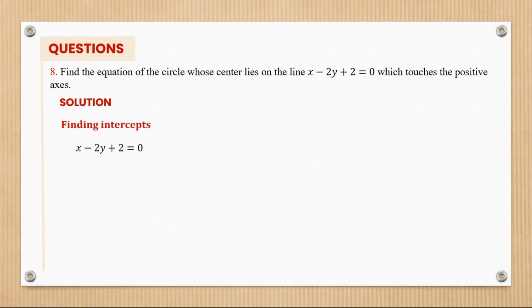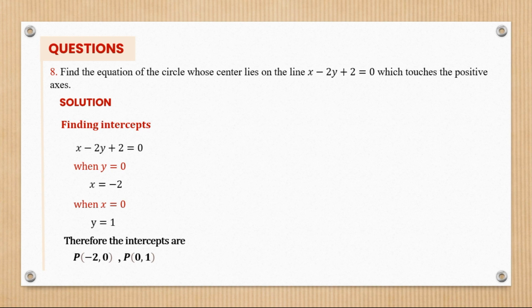So now this is the equation of the line given. So we're going to look at the case when y is 0, x shall be equal to -2. And then when x is 0, we can say that y shall be equal to 1. So therefore the intercepts are (-2, 0) and (0, 1).